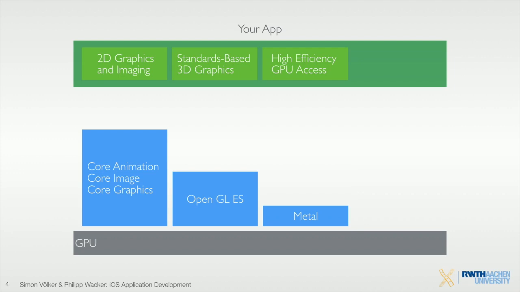And basically, if you look at modern engines like Unity or Unreal Engine, they are basically wrappers for Metal nowadays. So they're using Metal as the base layer, and they try to abstract that in a certain way.